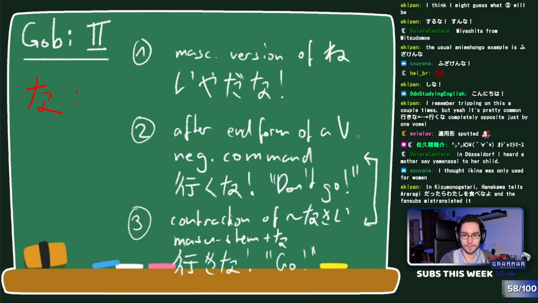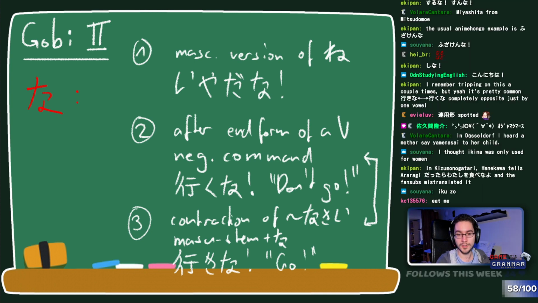I thought ikina was only used for women. It depends. I feel like it is generally more of a thing female speakers would say. I think contracting nasai to na is, as a tendency, definitely something that female speakers use more. Male speakers in that case are more likely to just use the standard command form. So instead of ikina, they would say ike. Male speakers are probably more prone to default to the standard meireikei. It's very common then. So yeah, ikina.